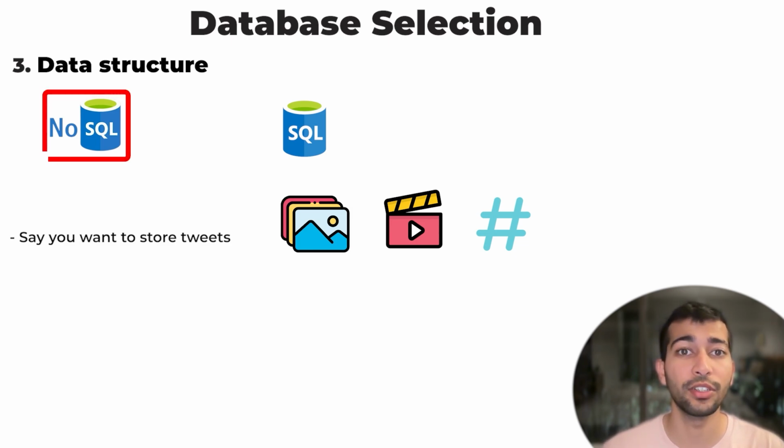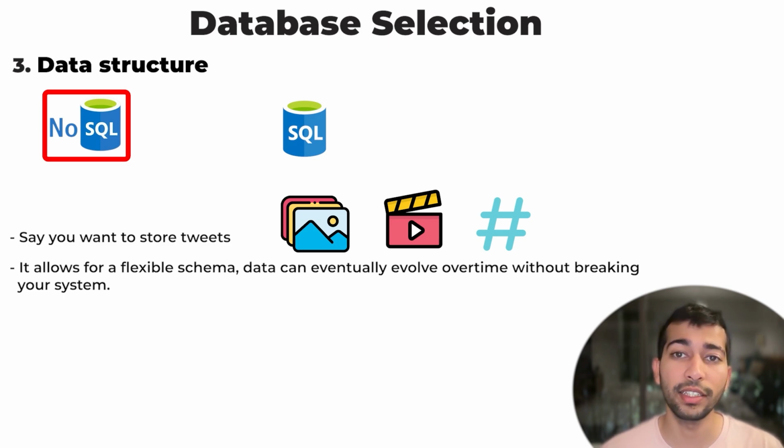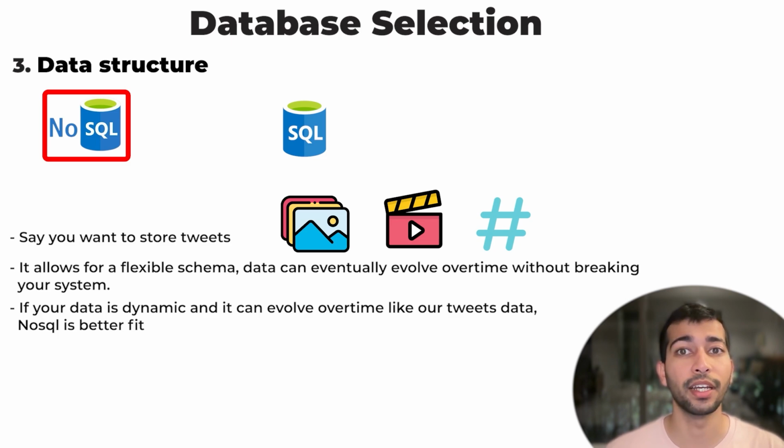That's where NoSQL shines because it allows for a flexible schema. Data can evolve over time without breaking your system. That's when we use NoSQL. Intuition: if your data is dynamic and evolving, NoSQL is a better fit.